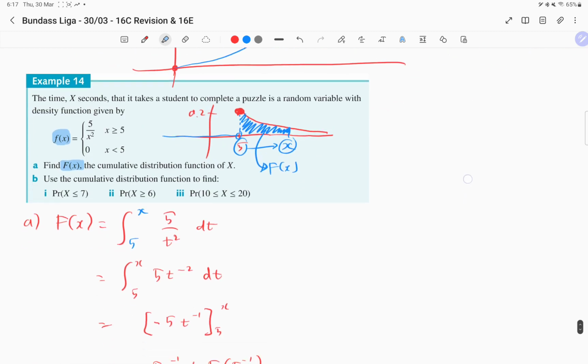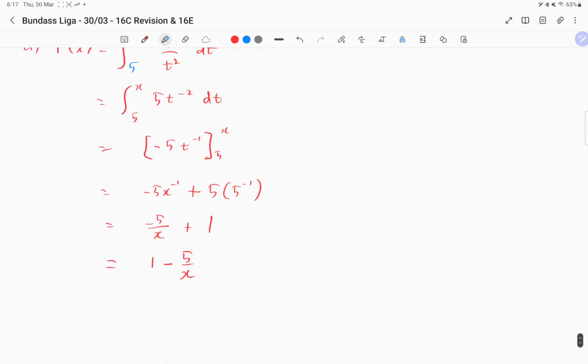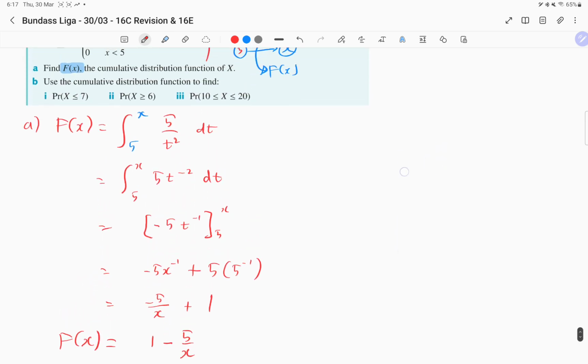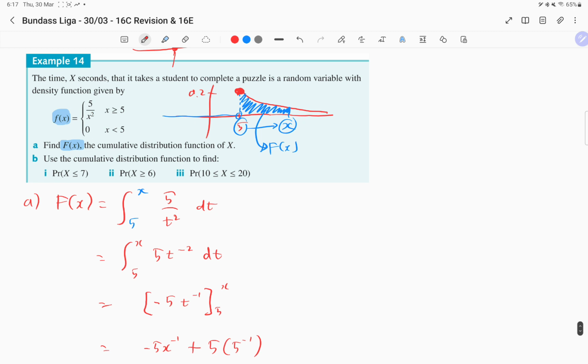So if we continue with this one here, this is the big F of x at this point. And then how do we write the notation again? Looking back at the PDF, what's the area to the left of 5?